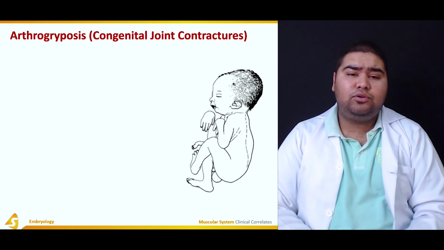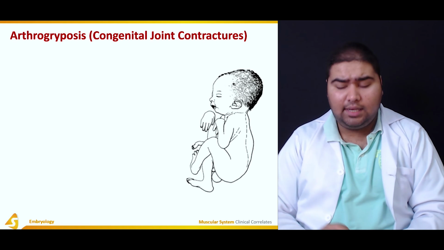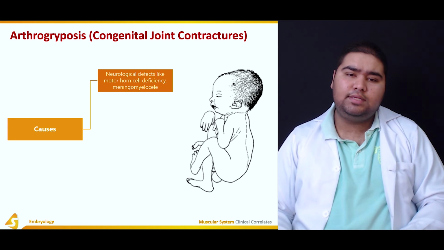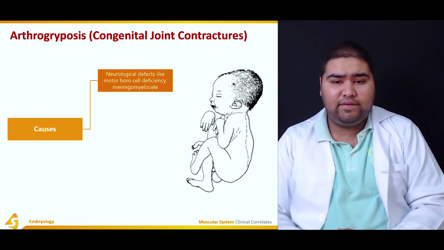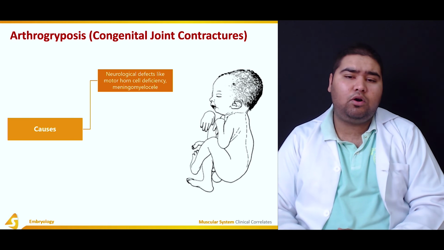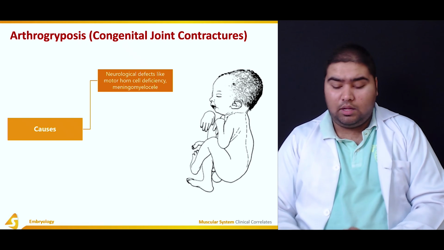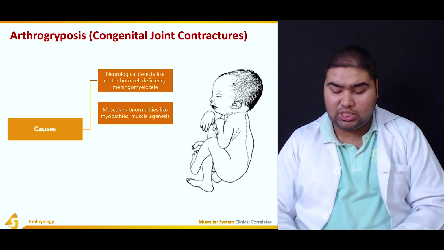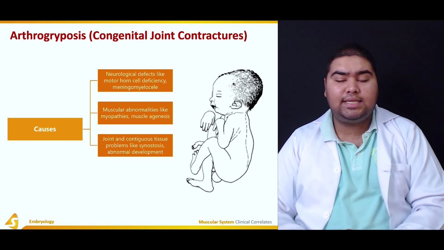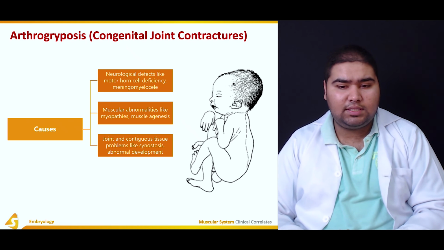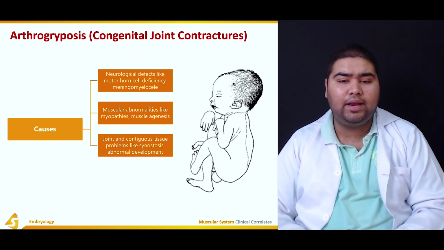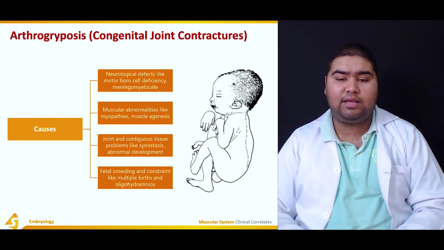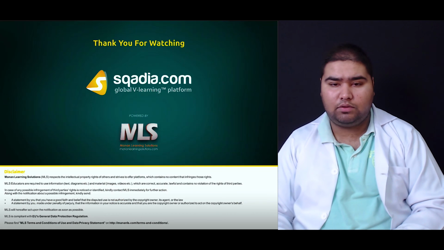So next we have arthrogryposis, the congenital joint contractures. We'll discuss various causes of arthrogryposis. First of all, it can be neurological defects like motor horn cell deficiency or meningomyelocele. Next, we can have muscular abnormalities like myopathy and muscle agenesis. We can also have joint and cartilage tissue problems like synostosis and abnormal development. We can have fetal crowding and constraint like multiple births and oligohydramnios.